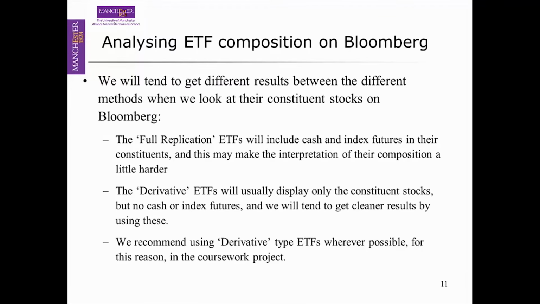We will tend to get different results between the different methods when we look at their constituent stocks on Bloomberg. The full replication ETFs will include cash and index futures in their constituents, and this may make the interpretation of their composition a little harder. The derivative ETFs will usually display only the constituent stocks, but no cash or index futures. So we will tend to get cleaner results by using these. In the group coursework project, we recommend using derivative type ETFs wherever possible for this reason.